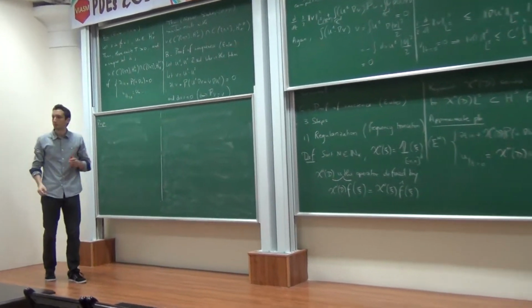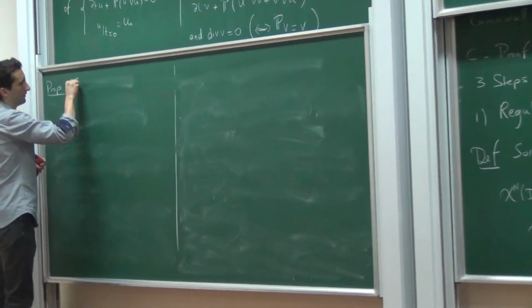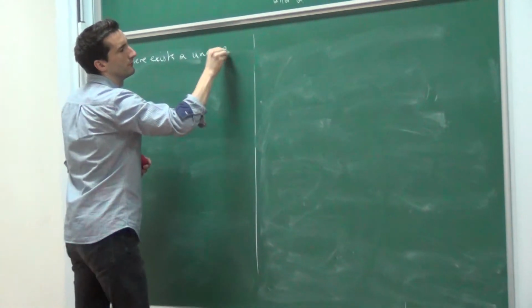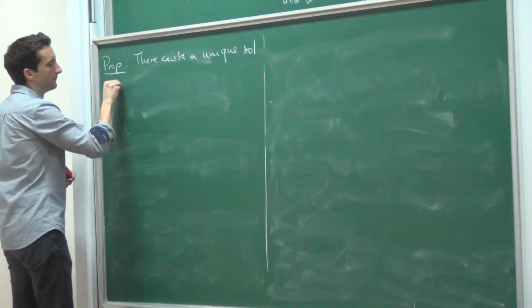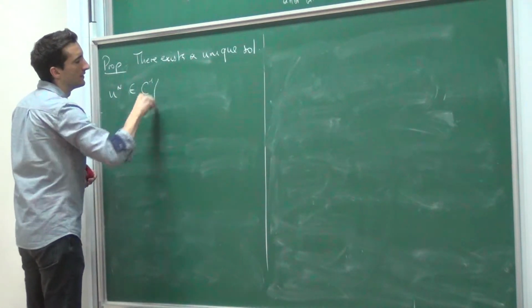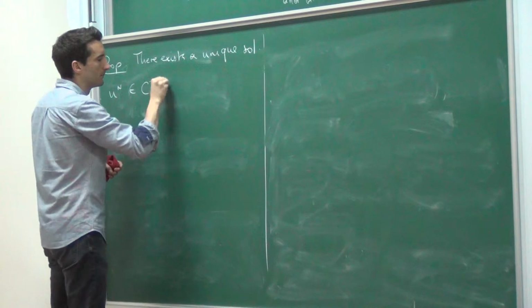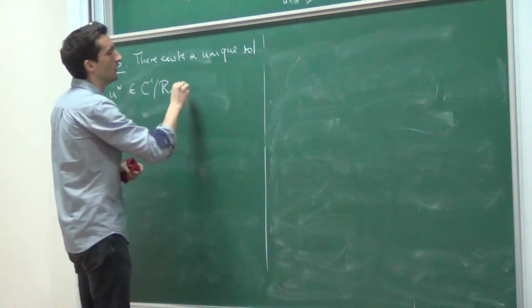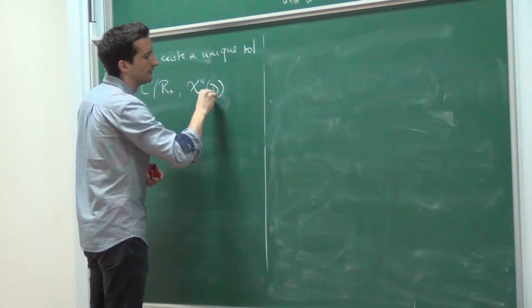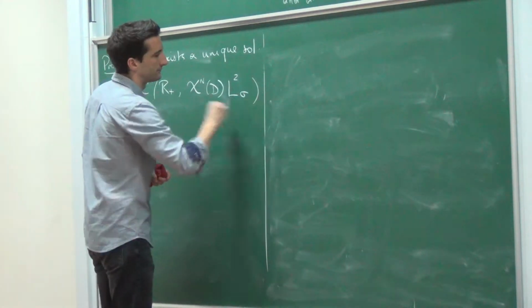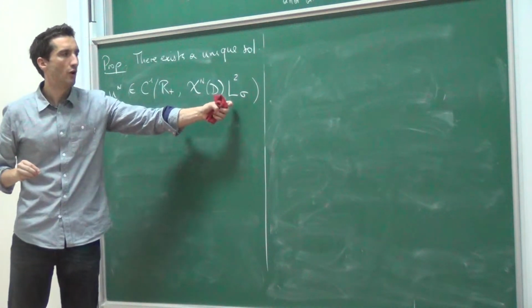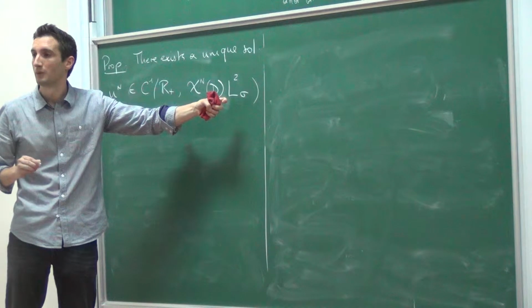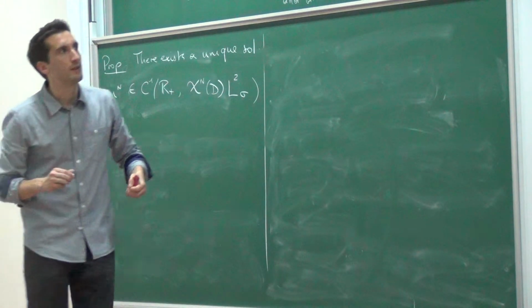For this approximate problem, you can say that you have a unique solution, UN, which is C1 in time, global in time, with values in chi n of d of L2 sigma. Okay, L2 sigma, that's solenoidal divergence-free L2 field.